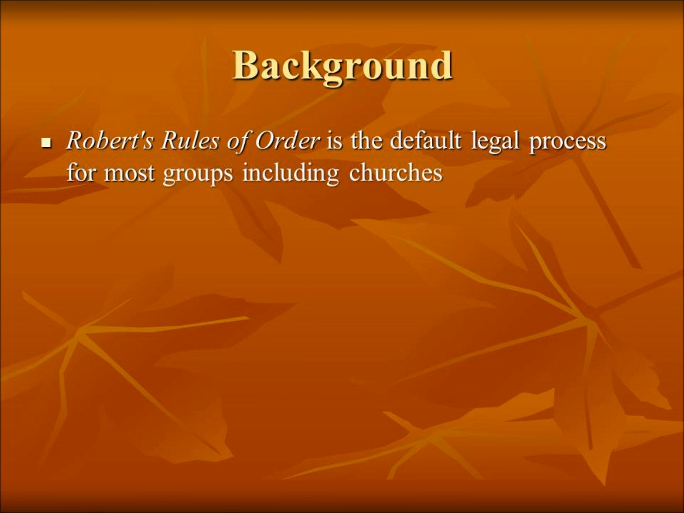What about the background for Robert's Rules of Order? Well, Robert's Rules of Order is the default legal process for most groups, including churches. It was first published in 1876 as a synthesis for existing practices derived from British parliamentary law and continuously revised since then. Robert specifies the creation and maintenance of what are technically known as deliberative assemblies. It is through the action of deliberative assemblies that most of our public business is legally conducted.